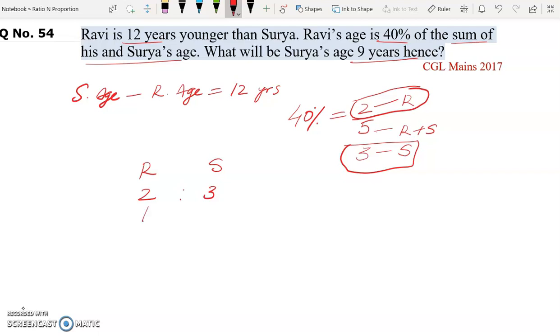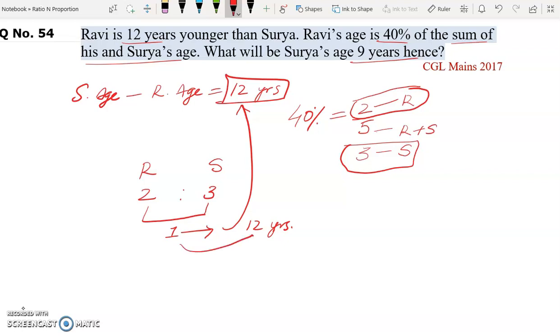Now if we take the difference of their age, the ratio of their age, the difference is how much? 3 minus 2 is 1. Now this 1 unit represents 12 years. Because their age difference is 12 years and this age difference will always remain constant. So 1 unit will represent 12 years.